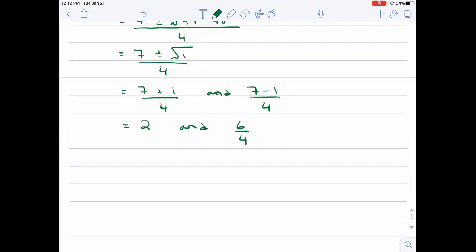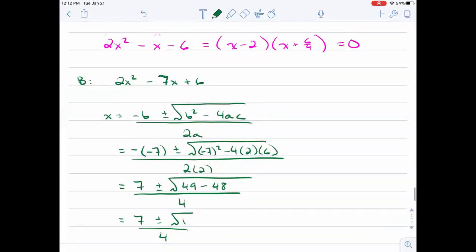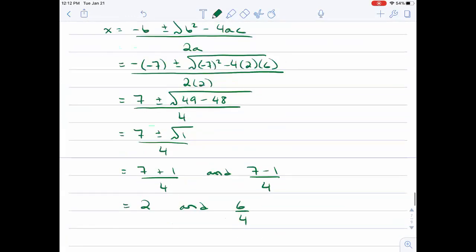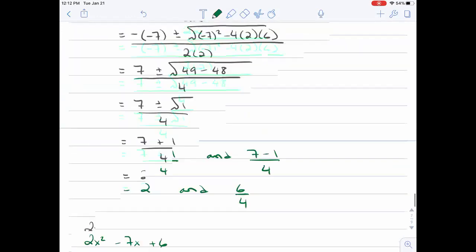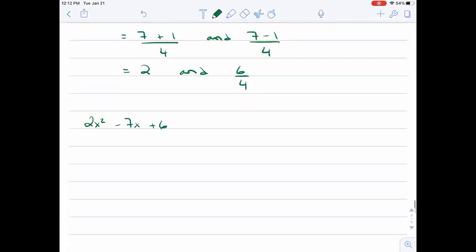All right, which means that we can rewrite 2x squared minus 7x plus 6. 2x squared minus 7x plus 6 is the same as x minus 2 times x minus 6 over 4. And they're all going to be equal to 0 at the same time.